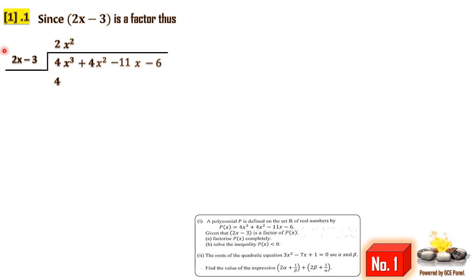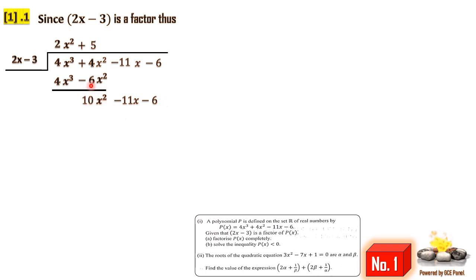Now we have 2x squared times all of this divisor. So 2x squared times 2x gives us 4x cubed, and 2x squared times negative 3 gives us negative 6x squared. We subtract. 4x cubed minus 4x cubed is 0, and 4x squared minus negative 6x squared is 10x squared. For the terms we have not used, we bring them down. So we have minus 11x minus 6.